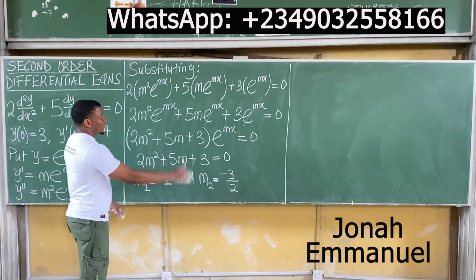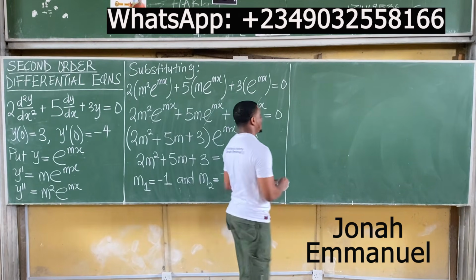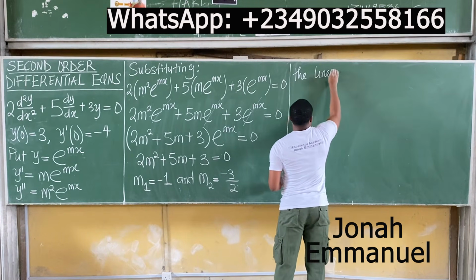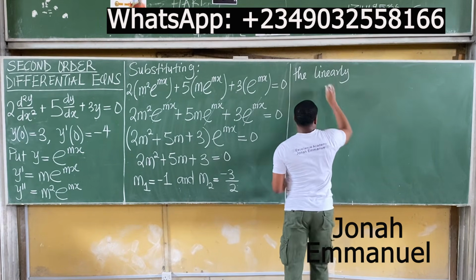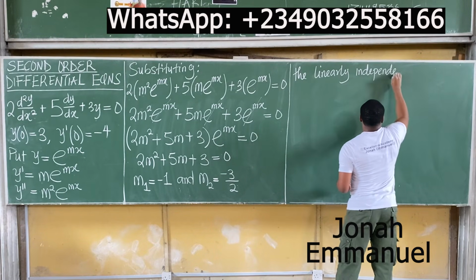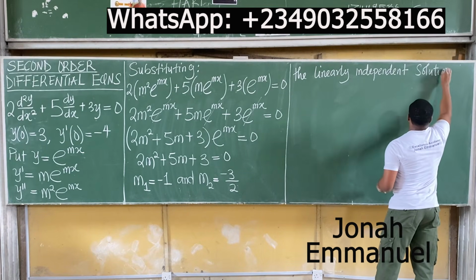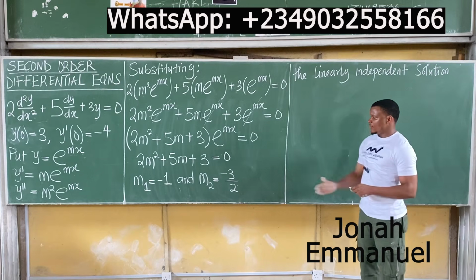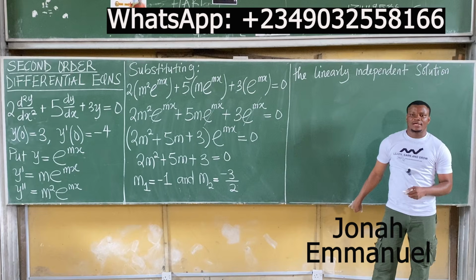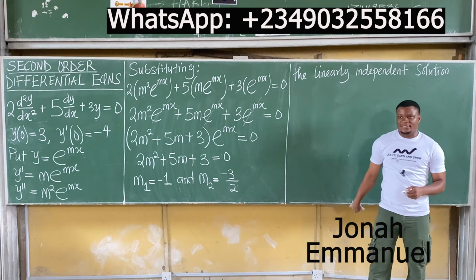All right. Anyways, let's proceed. So from here, at this point, my next task is to get the two linearly independent solutions. The first question you ask yourself, what kind of roots do you have here? What we have here, they're actually what? They're distinct roots. If they are distinct roots, what does it mean? It means that they are different.